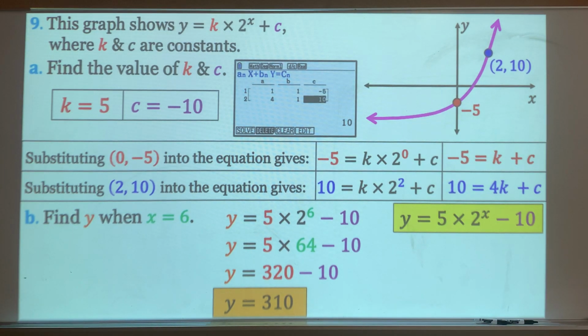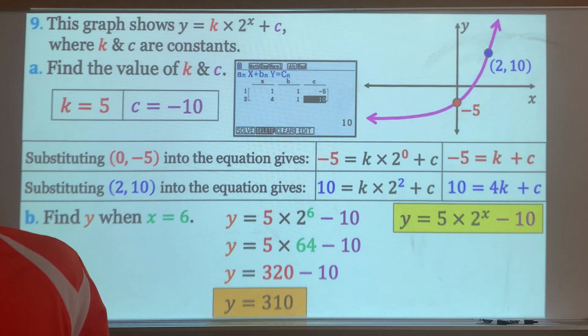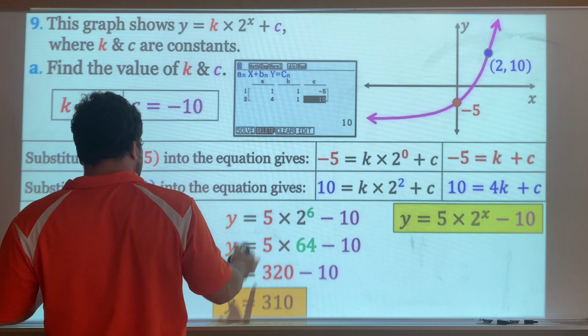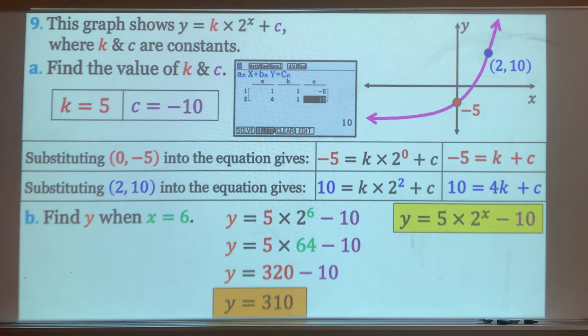So what we did was use some points on a graph to create an equation. We knew the basic equation, we just didn't know the constants, and we used those constants to find an unknown. I think that's pretty impressive. What do you think?